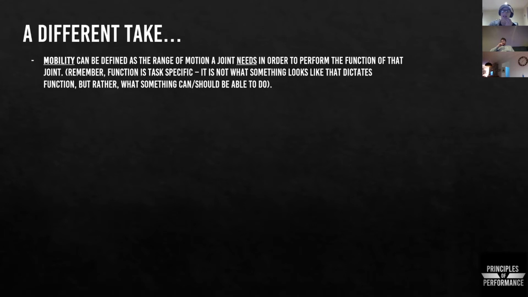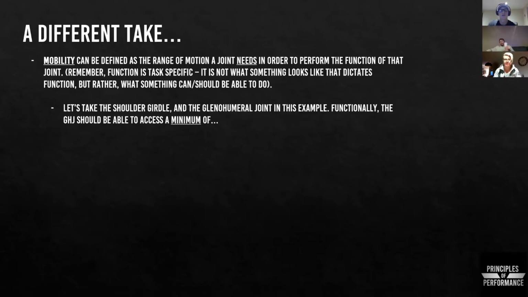So if we're looking at a way to actually define mobility, mobility can be defined as the range of motion a joint needs in order to perform the function of that joint. And if we remember back to defining performance, function is task specific. It is not what something looks like that dictates function, but rather what something can or should be able to do.